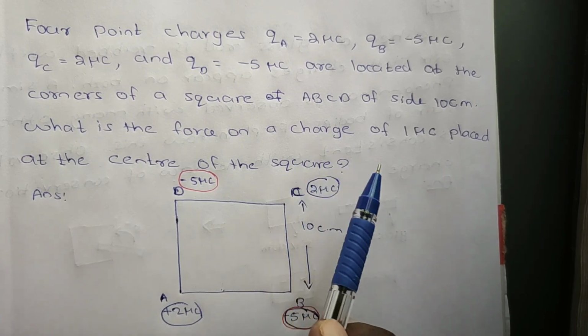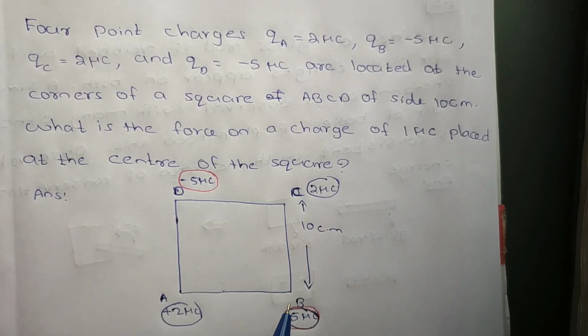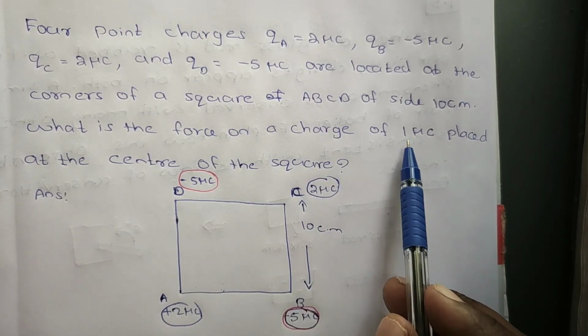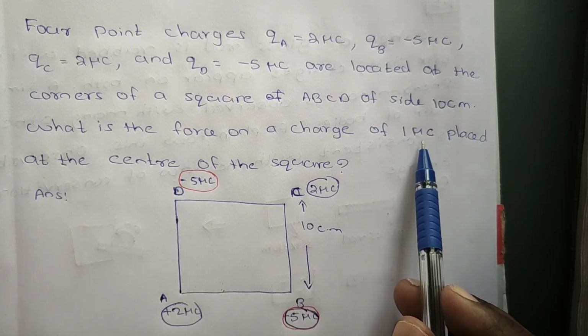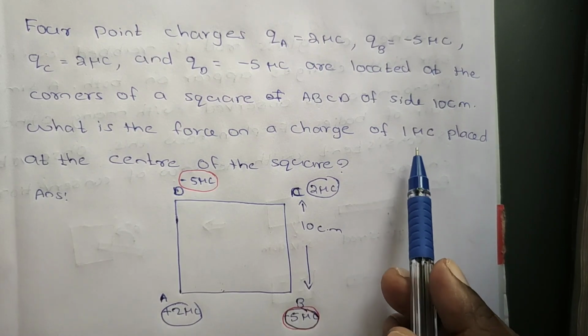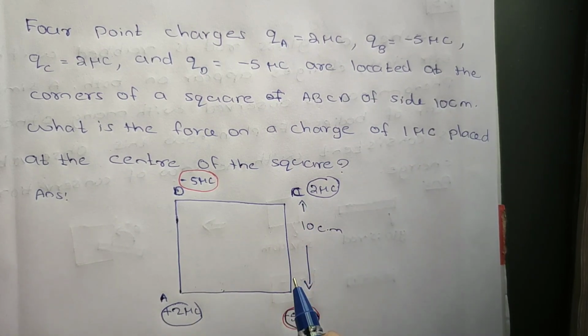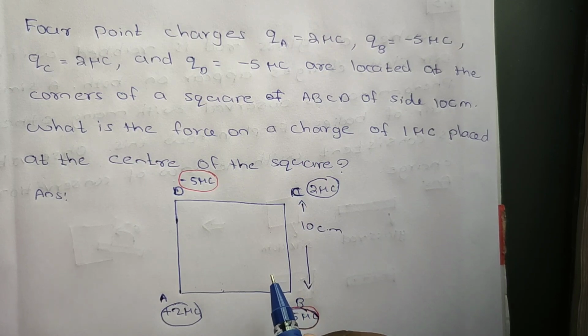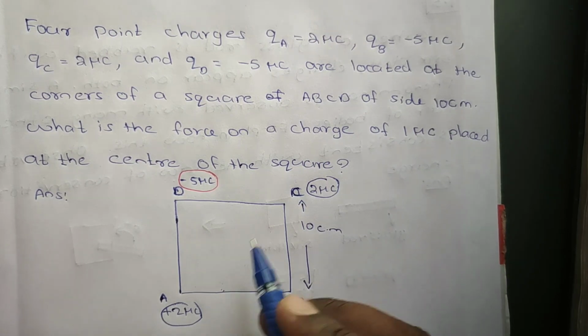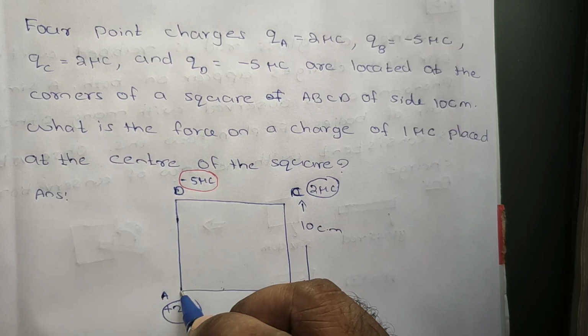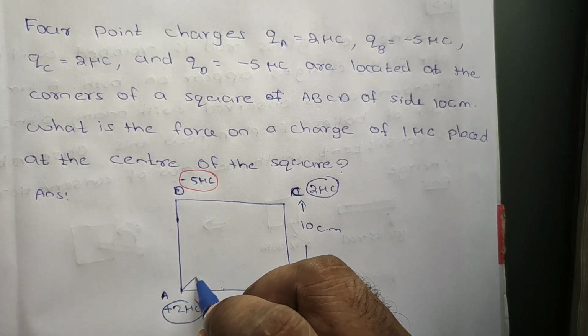At the center of this square, a charge of 1 microcoulomb is placed. How much is the force experienced on that charge? We need to find it. So how to find the center of the square? The center of the square is the intersecting point of the diagonals.